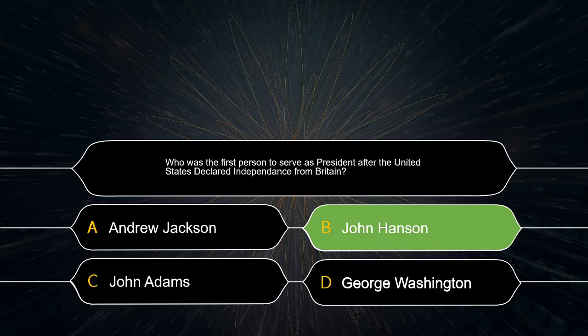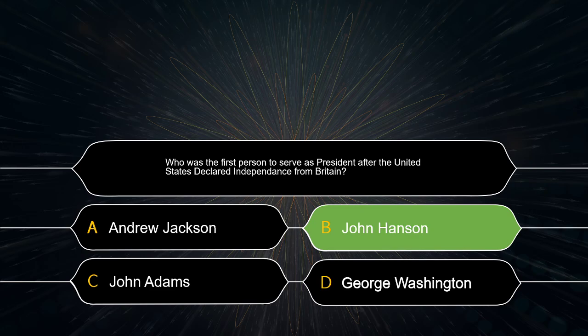All right, did you know John Hanson? Raise your hand if you knew it. If you raised your hand, you're either a student in college studying history or you might be stretching the truth. All right, so here we go.